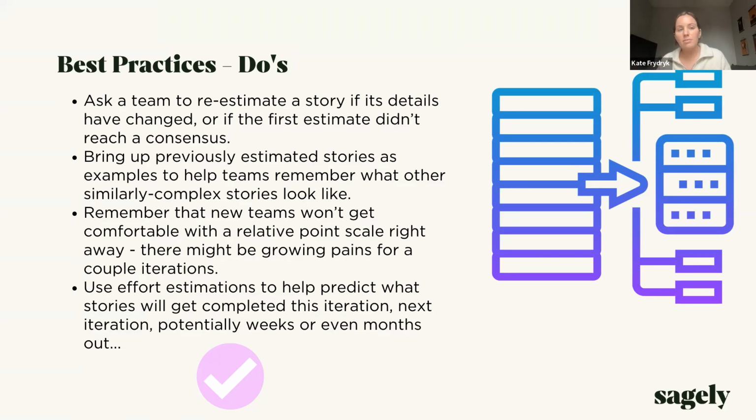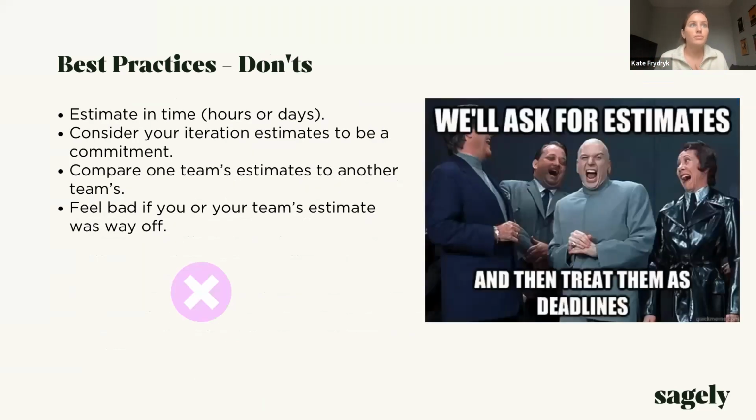And use effort estimations to help predict what stories will get completed this iteration and next iteration, and potentially weeks or even months out. So we can use these as predictions, like I said, but we don't necessarily want to use them as commitments. We don't want to estimate in time. We don't want to say like 3 points equals 2 days or 1 point equals half a day. That's not what we want to do. We want to stick to the relative sizing.